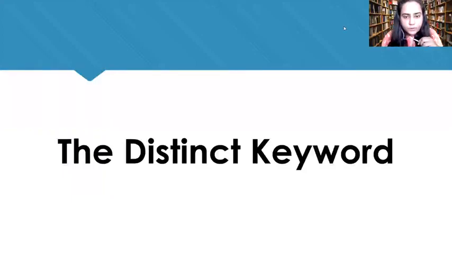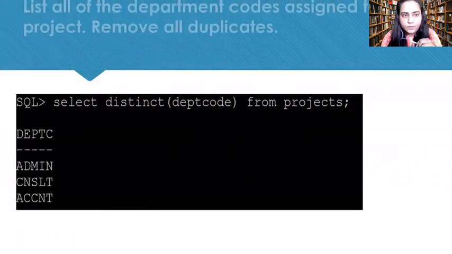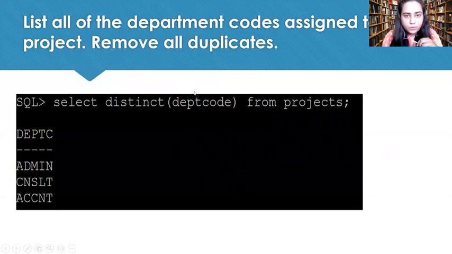Now we are going to see the distinct keyword, and what this keyword does is it allows you to select the names or items from a particular table without duplicating anything. So let's see this with an example. Suppose this is your query that says list all of the department codes assigned to a project and remove all duplicates. So this is the query, and you can write it in this manner.